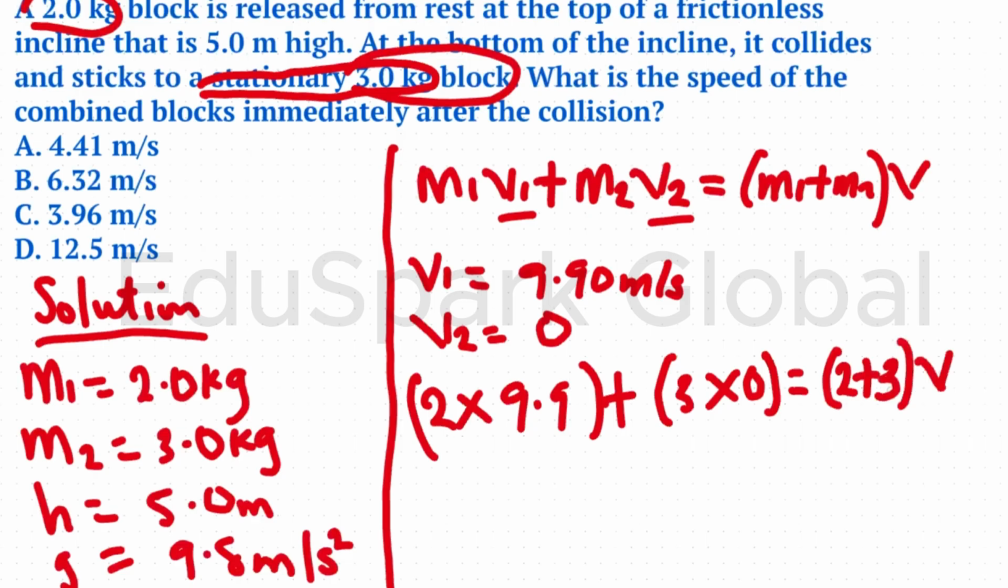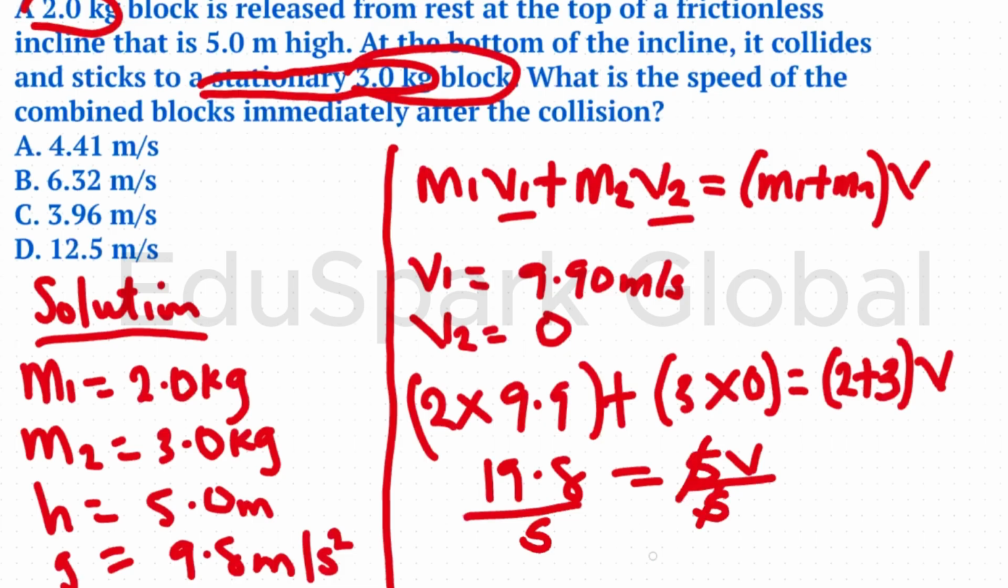So 2 multiplied by 9.9 will give us 19.8. 3 multiplied by 0 will give us 0, so we have 19.8 equals 5v. We divide both sides by the coefficient of v, which is 5. 5 will cancel out 5, so that our v is 19.8 divided by 5, which will give us 3.96 meters per second. So the correct answer is option C.